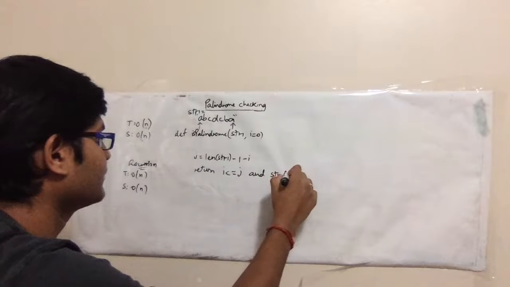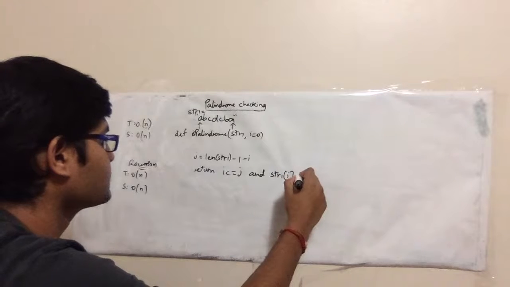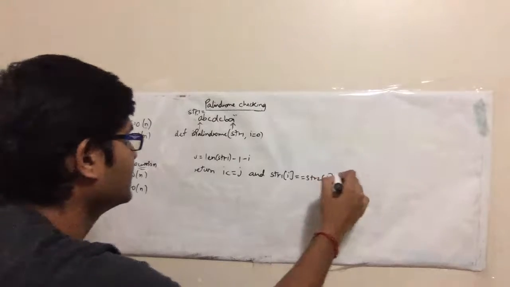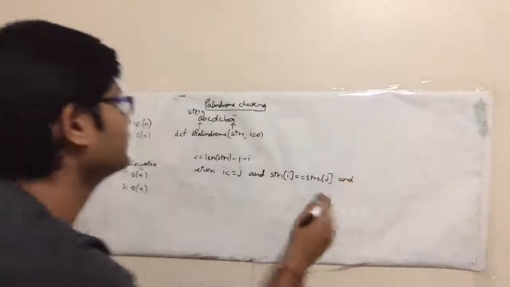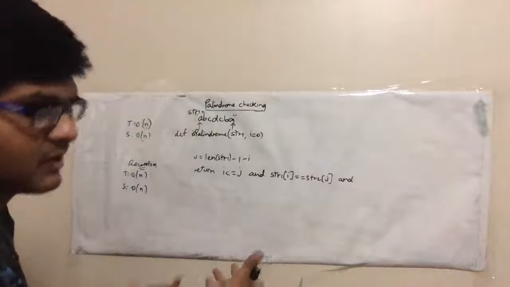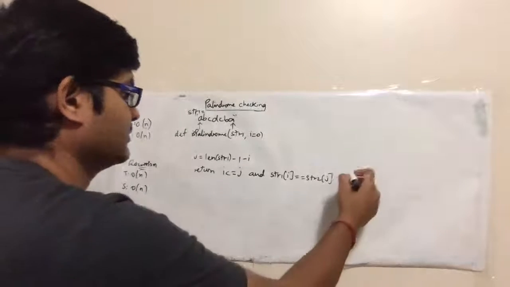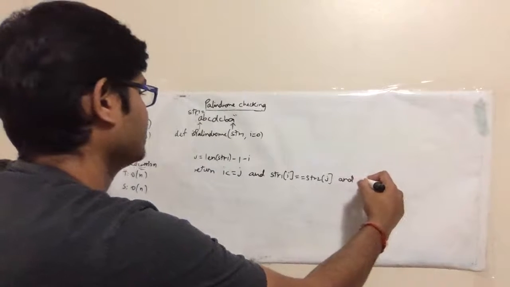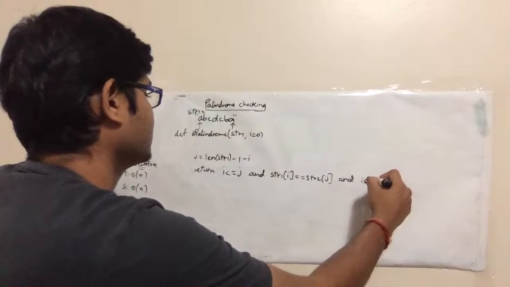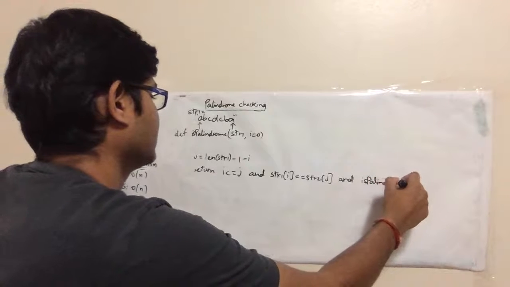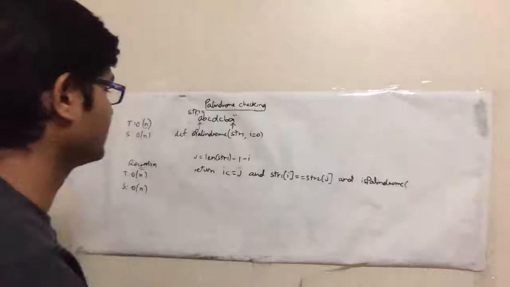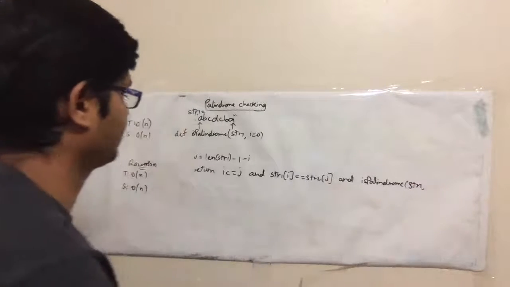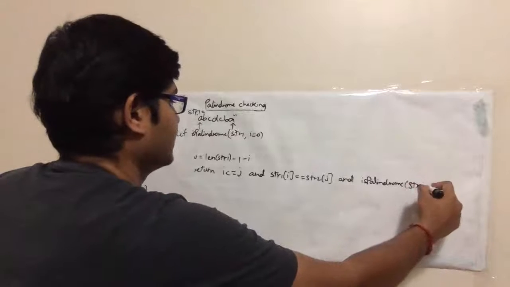String 1 of i is equal to string 2 of j, and as this is recursive, you need to call the next looping. So this needs to call the same isPalindrome function, with string one but i plus 1.